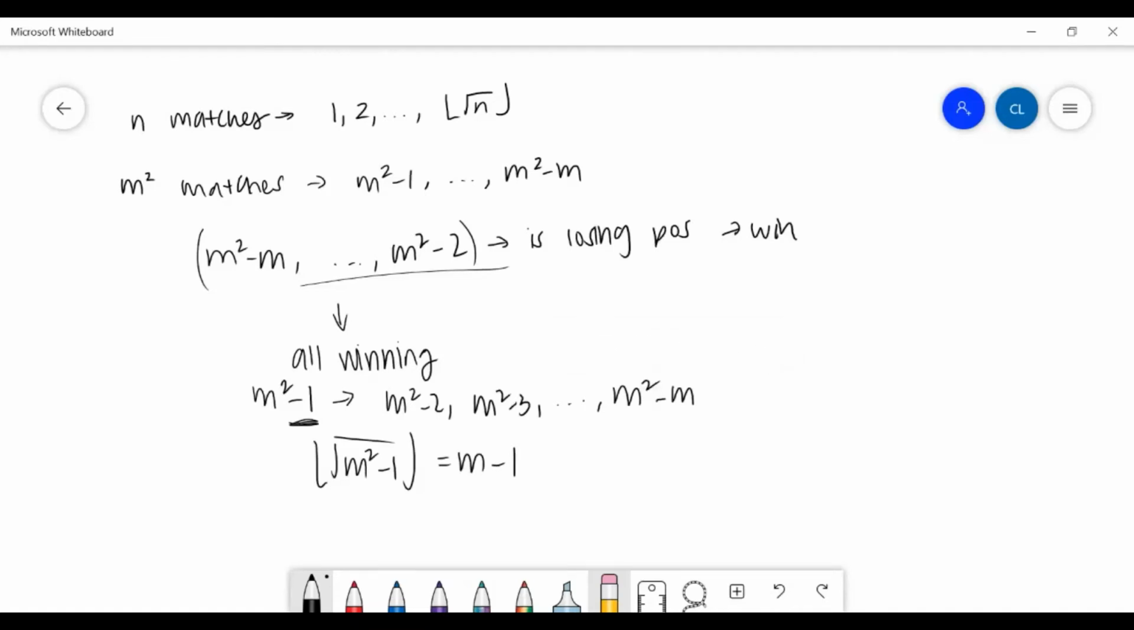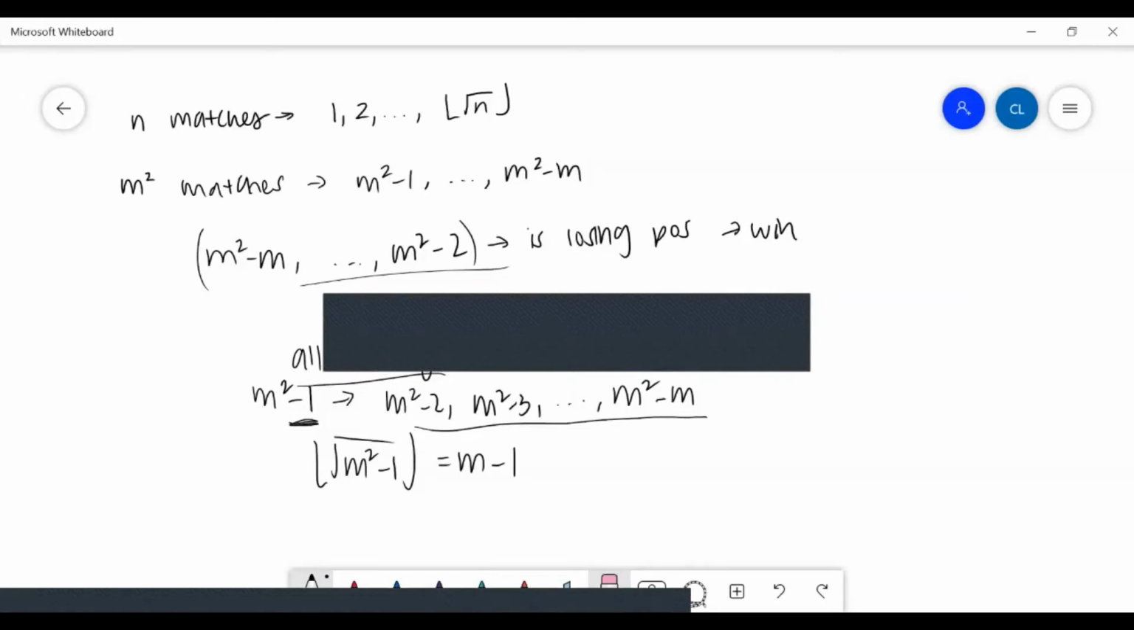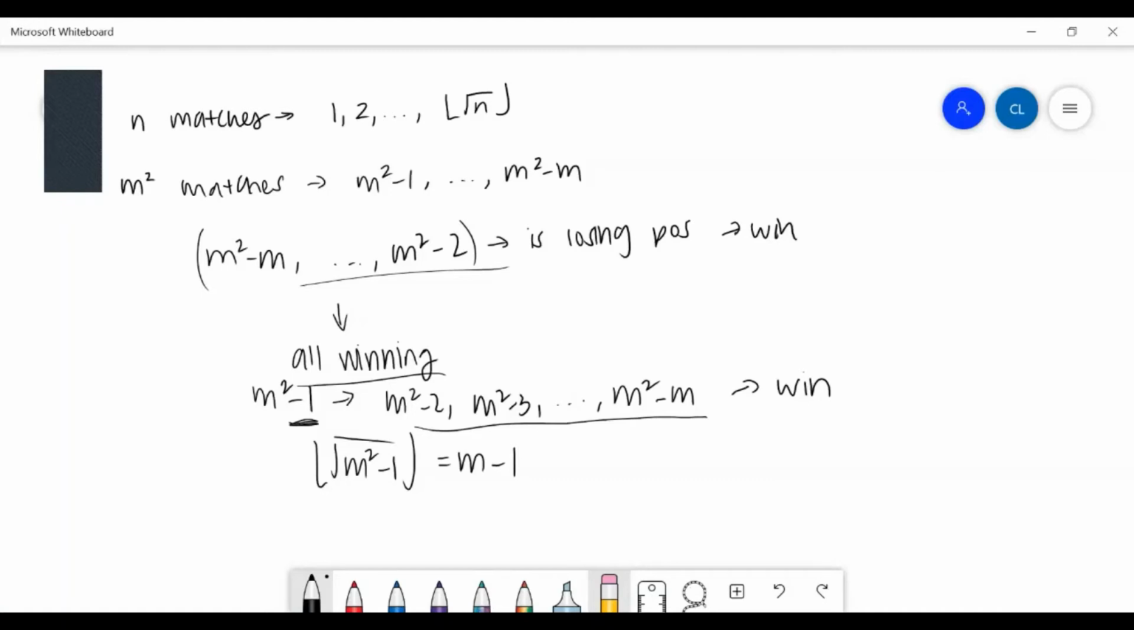So this is good because we already assumed something about this. And what we assumed is that all of them are winning, right? So no matter which one of these the second player gives to the first player, we're going to be presented with a winning position, which means that the first player then has a winning strategy. Okay.